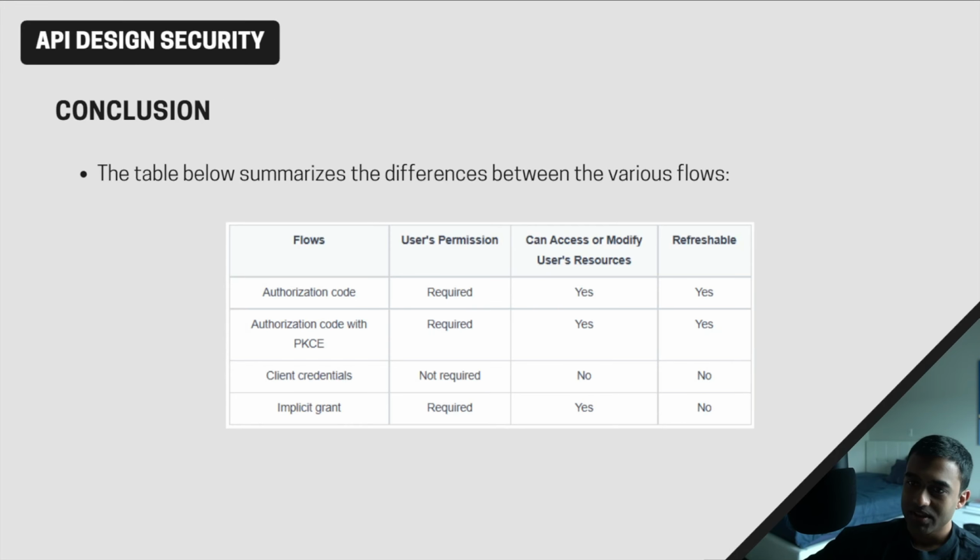So in conclusion, the table below summarizes the differences between the various flows. So for authorization code, it requires users' permissions, it can access or modify users' resources, it's refreshable. Authorization code with PKCE, it requires user permissions, it can access or modify user resources, it is refreshable. Client credentials doesn't require user permissions, it can't access or modify user resources, it's not refreshable. And then for implicit grant, it does require user permissions. It can access or modify user resources, but it's not refreshable.